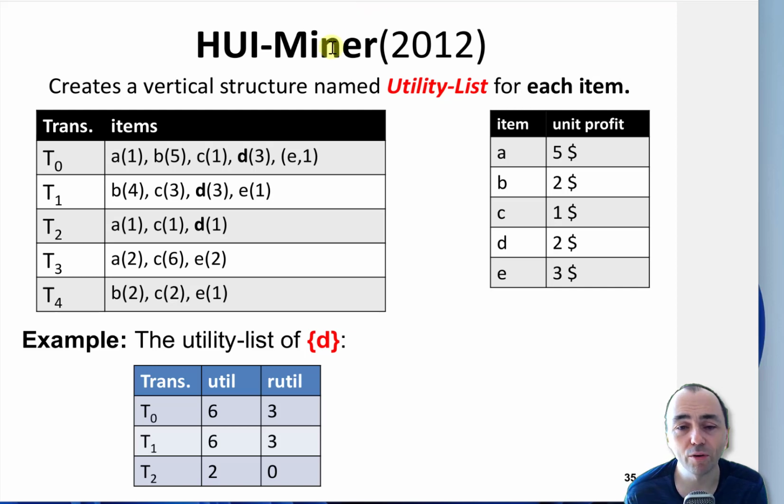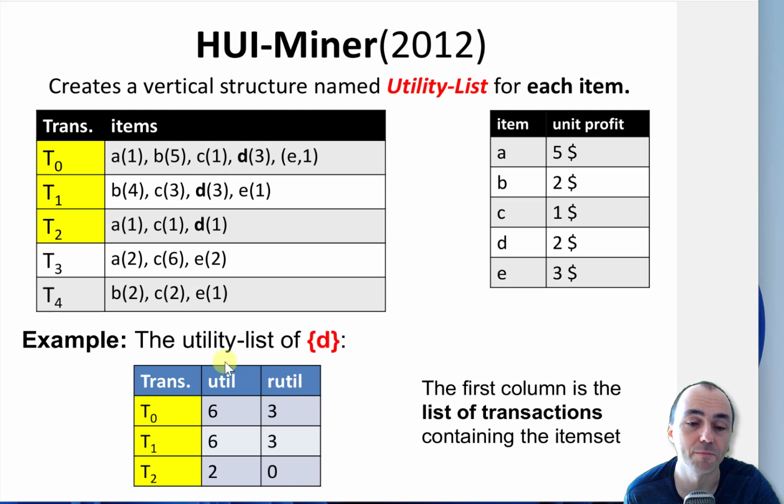So HUI-MINER will first read the database one time. Here we have the database on top. It will read the database to create a data structure called the utility list for each item. So the utility list of an item like D is a table that has 3 columns. The first one is the transaction, the second is called utility, and the third one is called remaining utility. I will explain to you what it means.